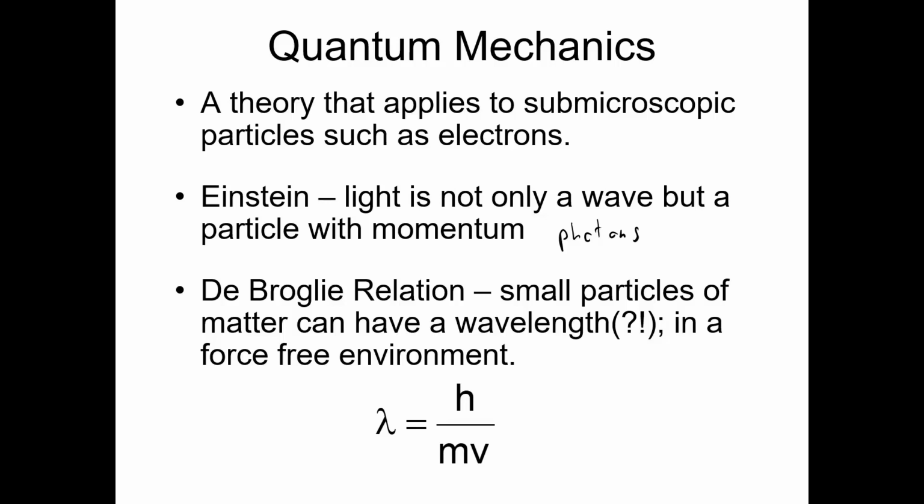But if it also has mass, then we should be able to use that in an equation. So de Broglie postulated or came up with this particular equation. That's the de Broglie equation, where the wavelength is equal to Planck's constant divided by the mass times its velocity. So we don't have to know which quantum level it goes from and to. We just need to know its mass.